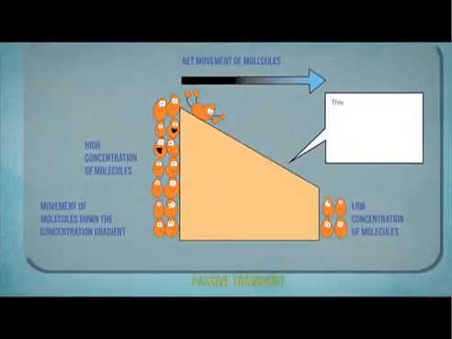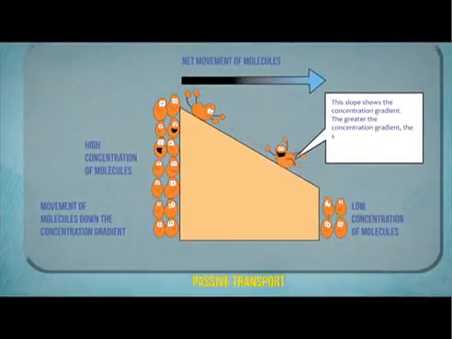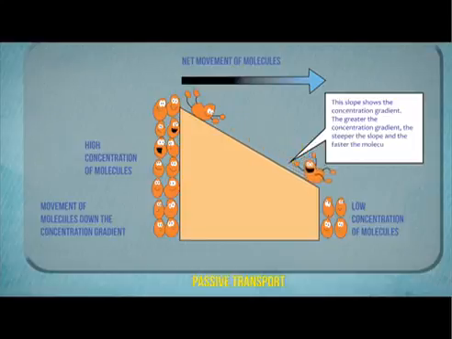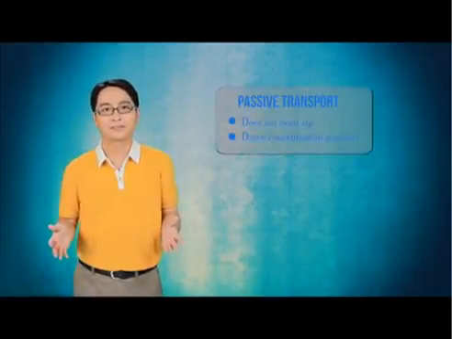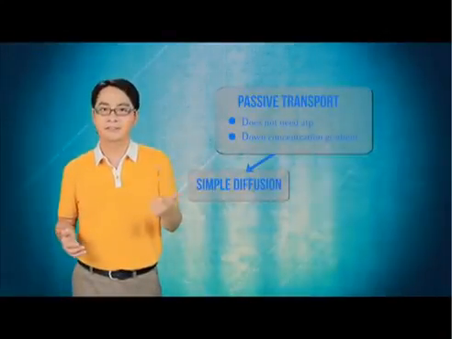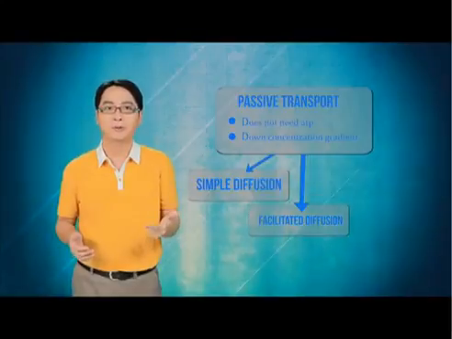In passive transport, the substances move across the plasma membrane from a region of higher concentration to a region of lower concentration. The substances are moving down the concentration gradient. This process does not need energy. There are three types of passive transport: simple diffusion, facilitated diffusion, and osmosis.